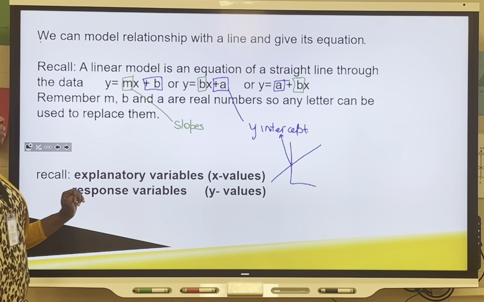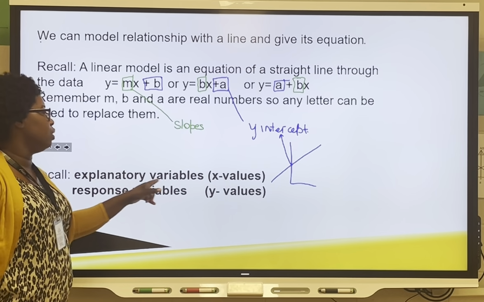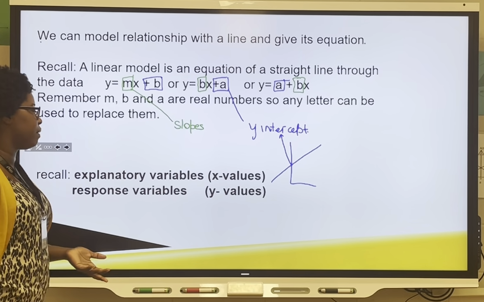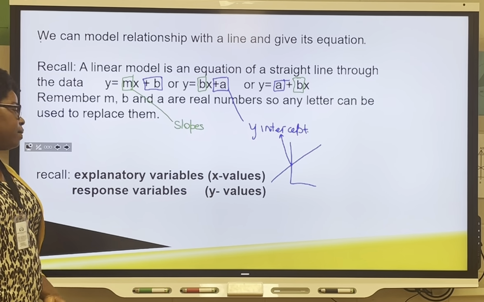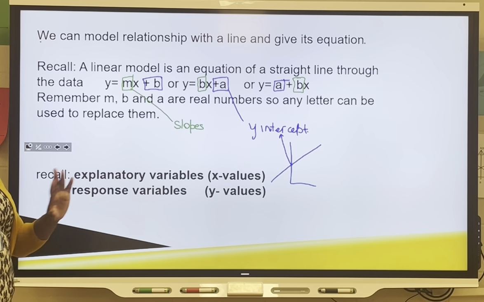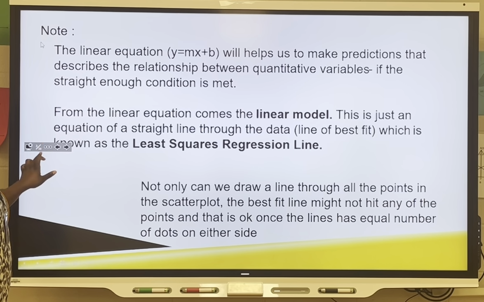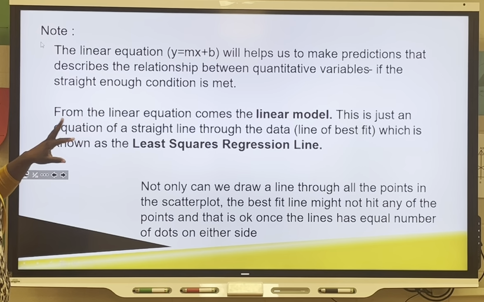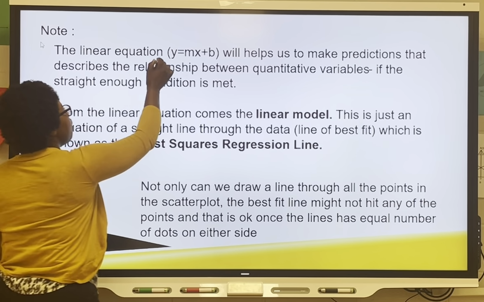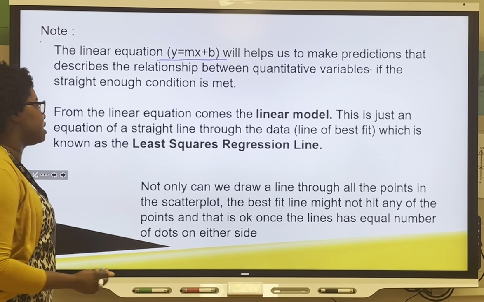So we also need to know a few things about the x values and the y values. We know the x values are called the explanatory variables or the independent variables. The y values are called the response variables. So in previous classes, we spoke about these and how they impact your variable when it comes down to correlation and association. Once you have your equation in the form y equal mx plus b, you should be able to tell the relationship between the variables, if the straight enough condition is met or not.